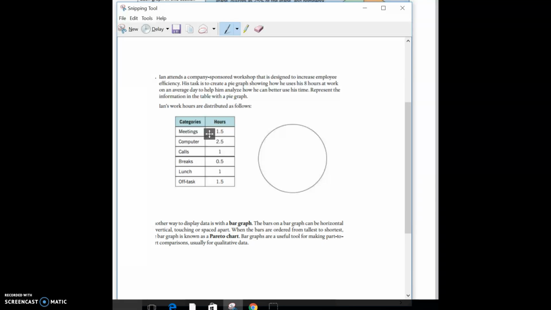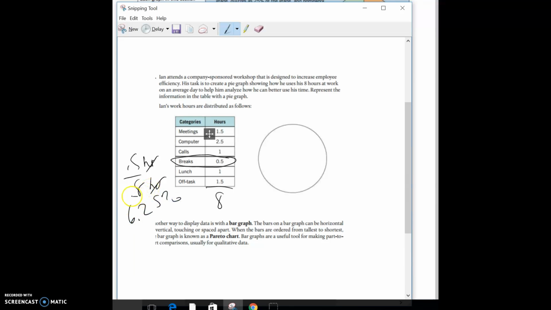Okay, so in the previous video, we got the total here of 8 hours. We took each number divided by 8 to get a decimal, multiplied by 100 to get a percent. And then what I wanted you to do is get all the degrees. So for example, I could pick one of these, like say breaks. Let's look at breaks. We took 0.5 divided by 8, and again our units matched because we had hours over hours, multiplied by 100, and we got 6.25%.